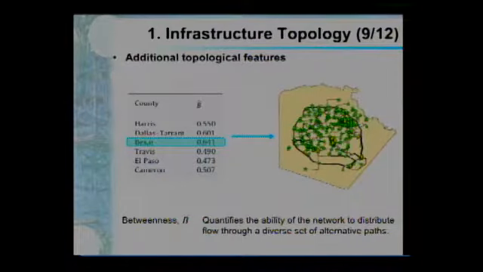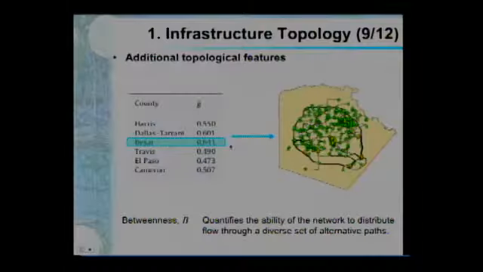So let me show you another parameter that is a little bit more intuitive in terms of performance. It's called a betweenness parameter. And I have a definition here that says it quantifies the ability of the network to redistribute flow through the use of different paths. In plain English, it says the ability of the network to handle bottlenecks. So it's a little bit more related to the flow. And we see that Bexar County offers the best betweenness, the best possibilities to handle bottlenecks.